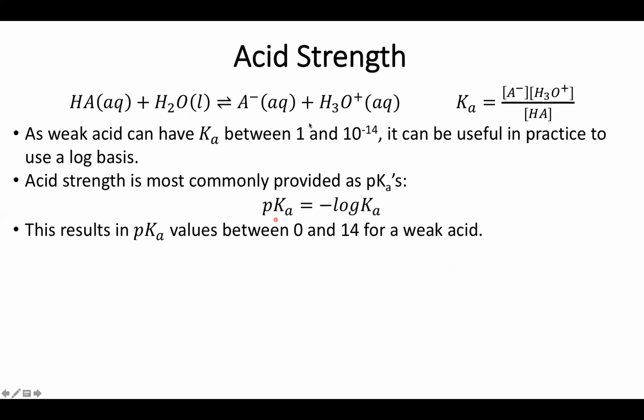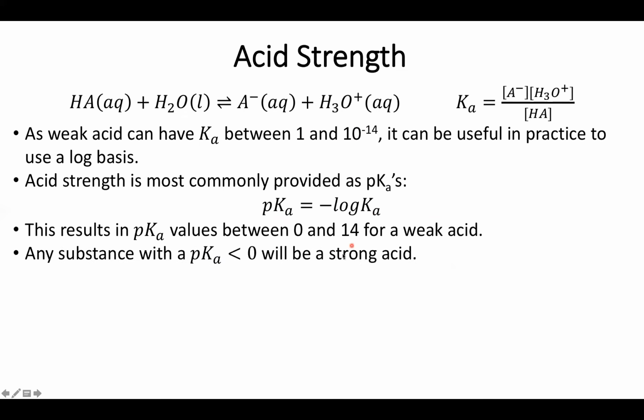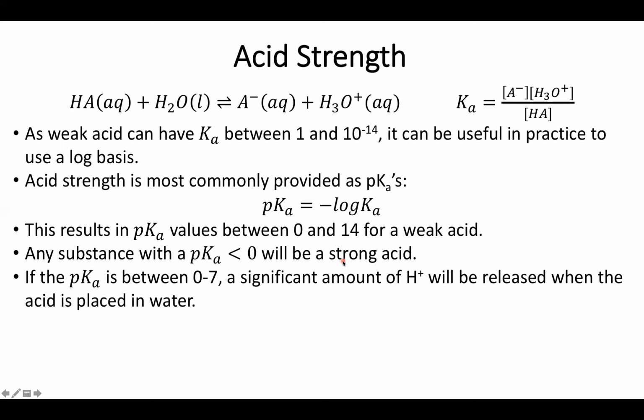As a result, since our Kas are between 10 to the 0 and 10 to the negative 14th, our pKas are going to be between 0 and 14, again, for most of our weak acids. Any substance that has a negative pKa will be considered a strong acid, and we'll just assume that they mostly break apart. Now, if I've got a pKa somewhere between 0 and 7, this is going to release a significant amount of protons. That said, most of the acid will stay intact, but it will contribute significantly to the pH of the solution, as we'll see later.